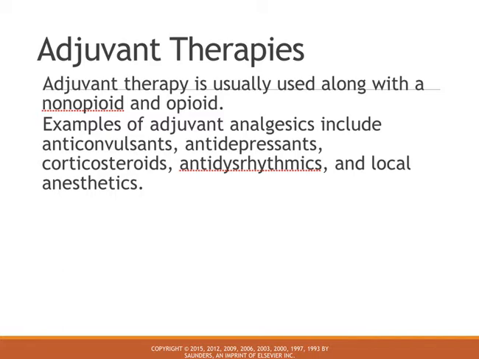Antidepressants, tricyclic antidepressants, they prevent the reuptake of serotonin and norepinephrine, and lower doses of tricyclics are usually prescribed for treating peripheral neuropathy. Corticosteroids can work by reducing stimuli. Antidysrhythmics can work by blocking sodium channels to reduce pain. And then local anesthetics can be effective by interrupting the transmission of pain signals to the brain. So a variety of different options.